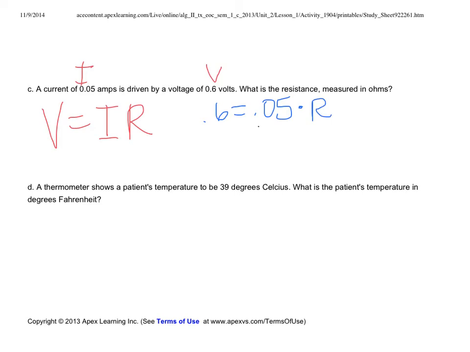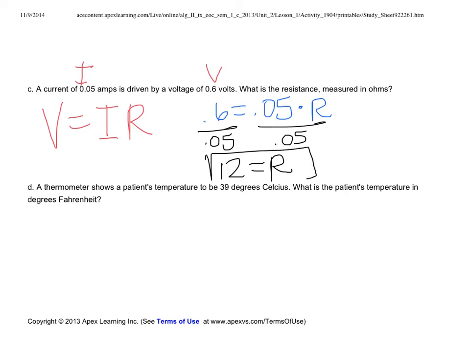To get R by itself, I can divide both sides by 0.05, and I end up with 12 equals the resistance. And it is supposed to be measured in ohms, so we could write ohms, or you can write the symbol for ohms, which is this weird looking symbol here.